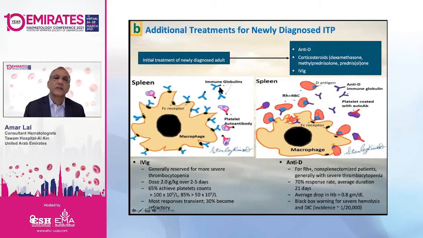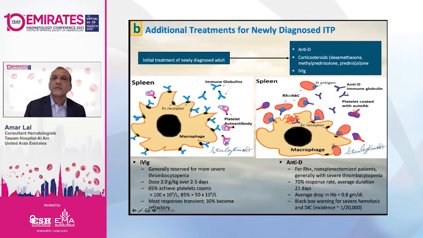How does IVIG work? So this is IVIG. If you give IVIG, what happens? It attaches to the Fc receptor of the macrophage in the spleen, so all these receptors are occupied. Now the platelets, which are covered by anti-platelet antibodies, come, but there is no place for these platelets with antibodies. So no platelet destruction, so no phenomenon of ITP. So it starts with IVIG.